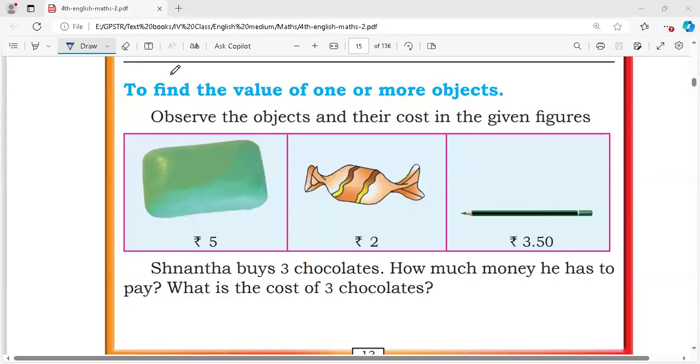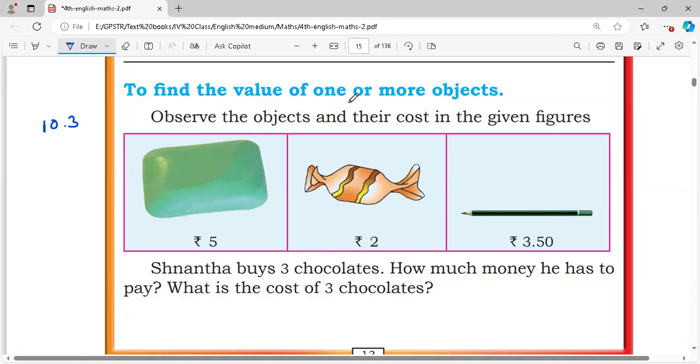In this video, I am discussing 4th Standard Mathematics, Chapter 10, Addition and Subtraction of Money, Exercise 10.3. In the last videos, we saw how to add money and how to subtract money. In this video, see how to multiply money.